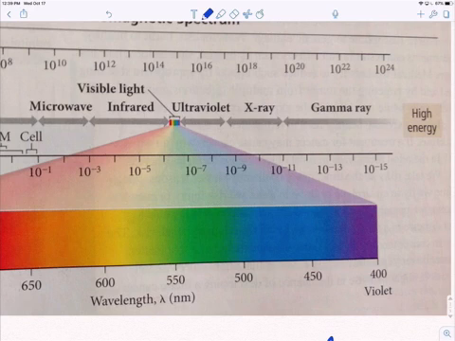So UVC, most of it is absorbed by the atmosphere as well. And then vacuum ultraviolet, none of that makes it through from space through the atmosphere of the Earth. And of course UVC is dangerous as well. Then we get into X-rays.